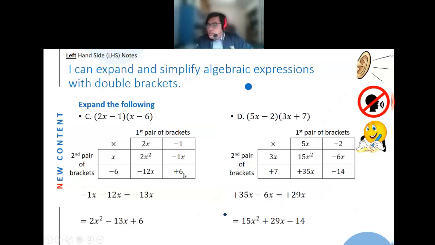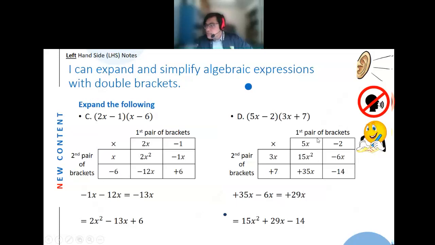So we're going to have positive 6 as the answer. Okay, so this one, unfortunately, I don't have any positive here. So I would have negative 1x minus 12x. Now that's going to make it even more negative. That's going to be negative 13x. So combining everything together, we get 2x squared minus 13x and then plus 6.